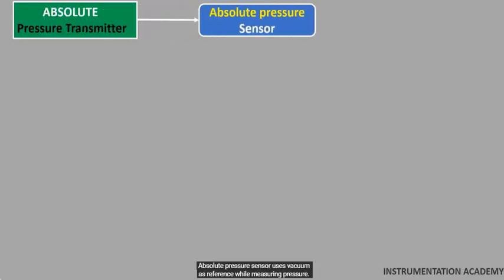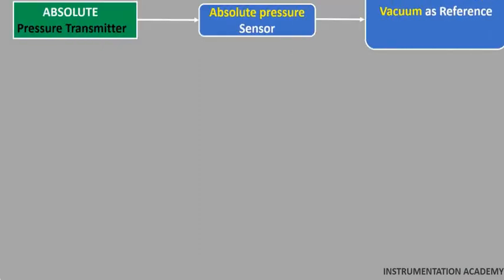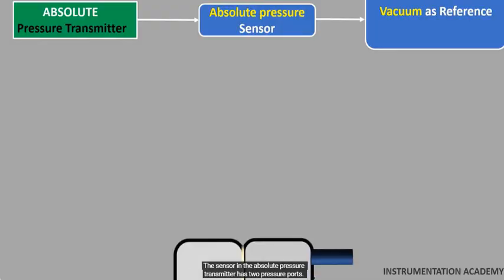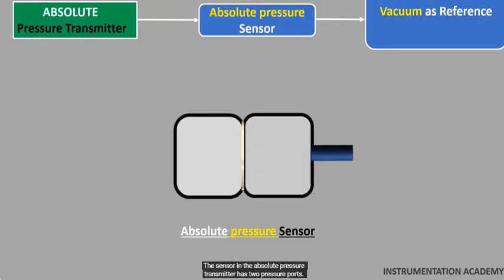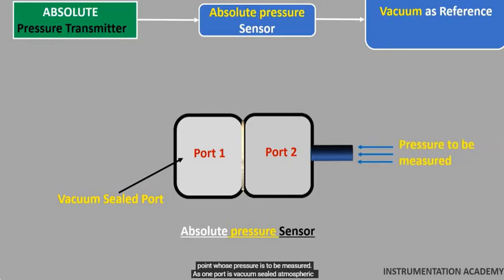Absolute pressure transmitter. Absolute pressure transmitter measures absolute pressure using an absolute pressure sensor. Absolute pressure sensor uses vacuum as reference while measuring pressure. The sensor in the absolute pressure transmitter has two pressure ports. One port is vacuum sealed, that means all the molecules in that port were removed while manufacturing the transmitter. And the other port is connected to the point whose pressure is to be measured.